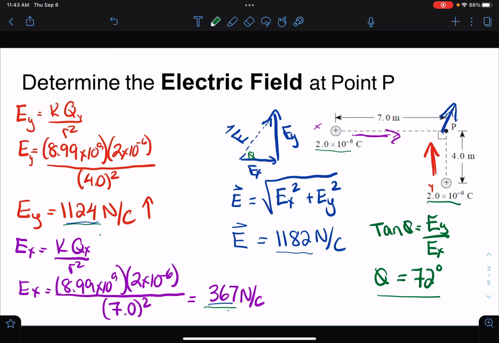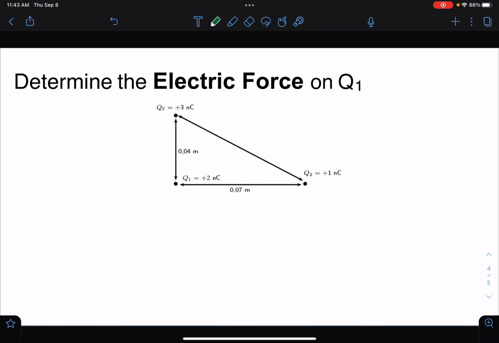All right, so that is two-dimensional electric fields. Let's go ahead and look at two-dimensional electric forces.